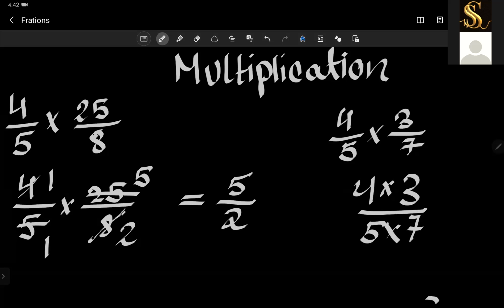If you want to check your answer, if you do not want to divide, you can do it simply. 3 into 8 upon 4 into 2, which will give us 24 upon 8. Again, you can divide these two. 24 divided by 8 gives us 3, and 8 divided by 8 will give us 1. So again, we will get the same answer, 3 upon 1, which can also be written as 3. Now let's move on with the simplification of fractions.